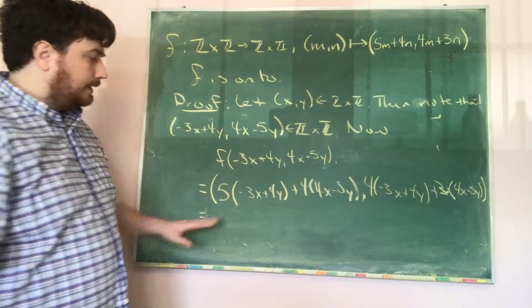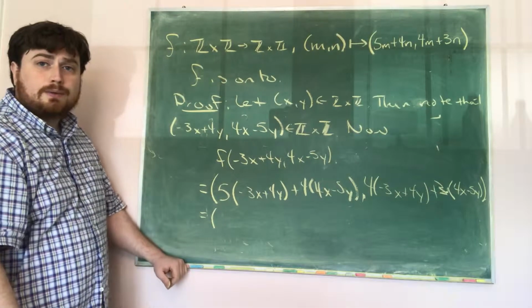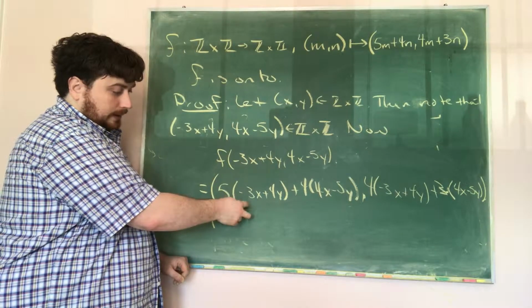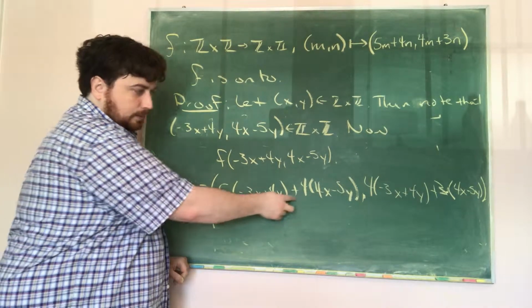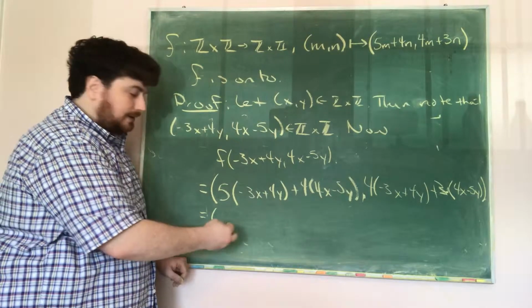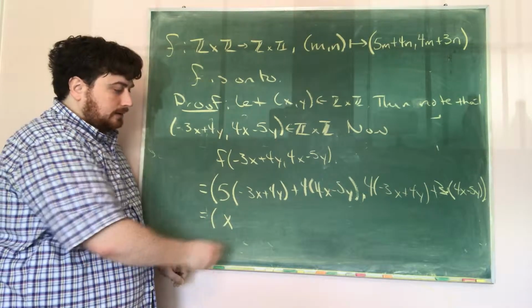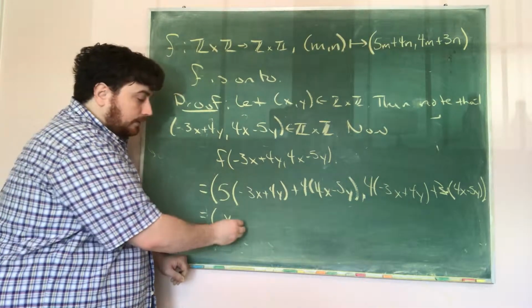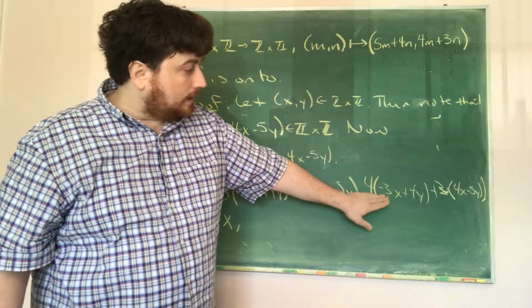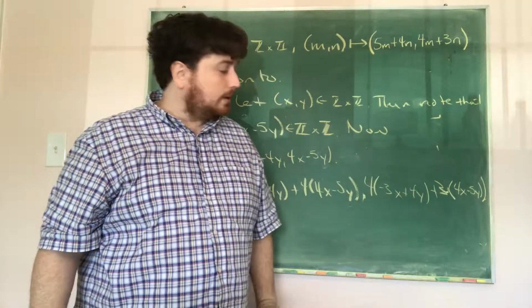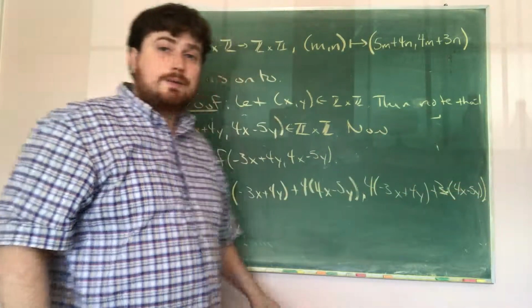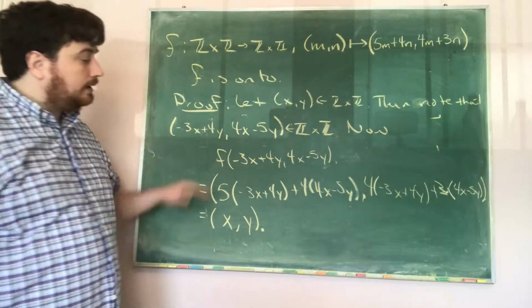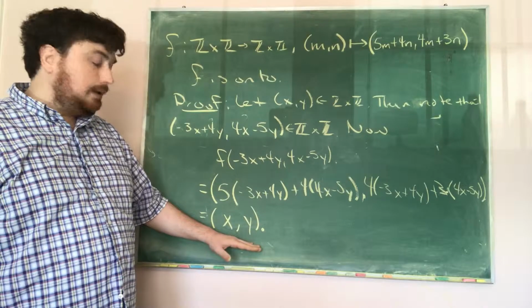Now our goal, remember, is to get x, y out. So what I need to do is just simplify this. In order to simplify this, I'm going to get negative 3 times 5 is negative 15x plus 16x. Negative 15 and 16 is 1x, so I'm left with x. Now here I get 20y, here I get negative 20y, so those cancel, so I'm just left with x. If I look at this one, I get negative 12x plus 12x is 0. I get 16y minus 15y is just y. So indeed, f of this term is equal to x, y.